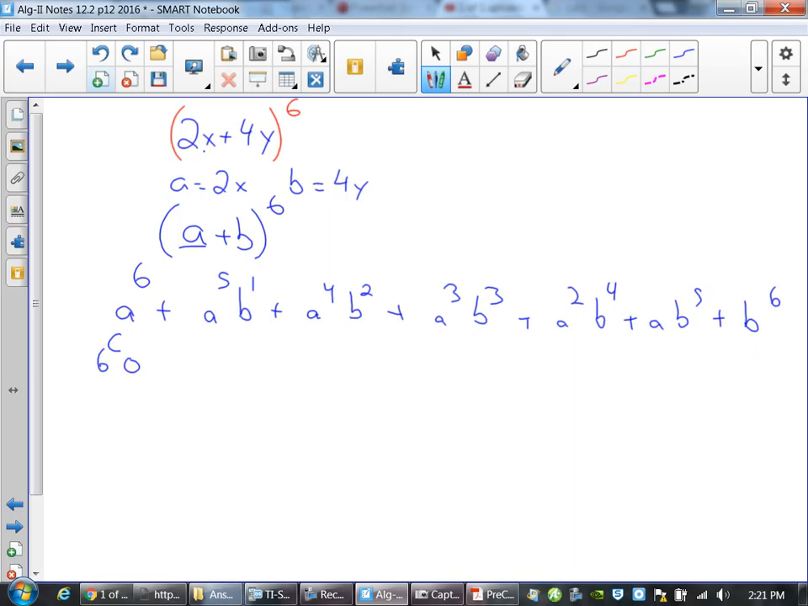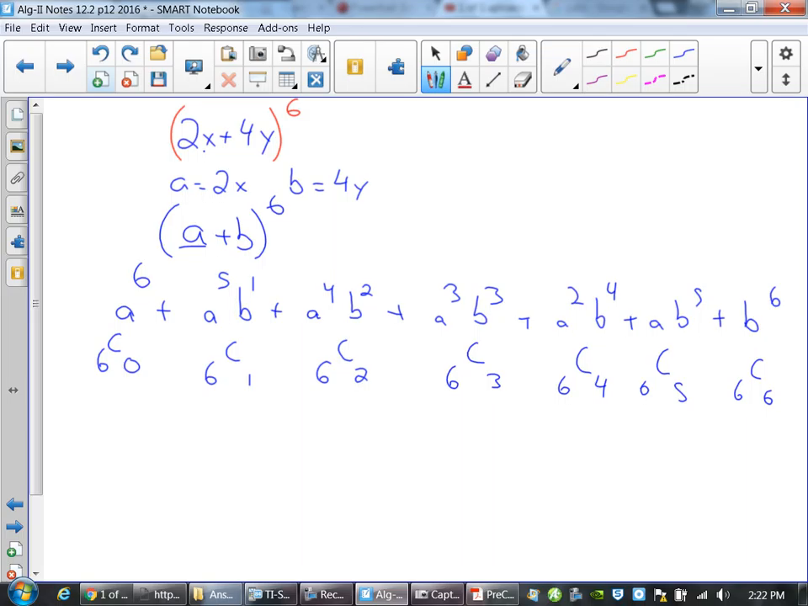The next one would be 6 choose 1. What do you think the next one's going to be? Here's the trick. Look at the relationship with the second number in the C value. What's it matching up with? The B. It always matches the B value.